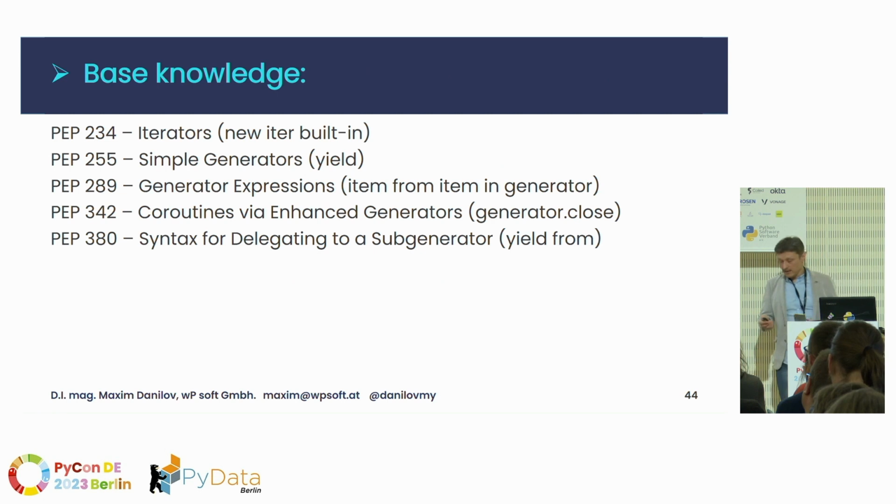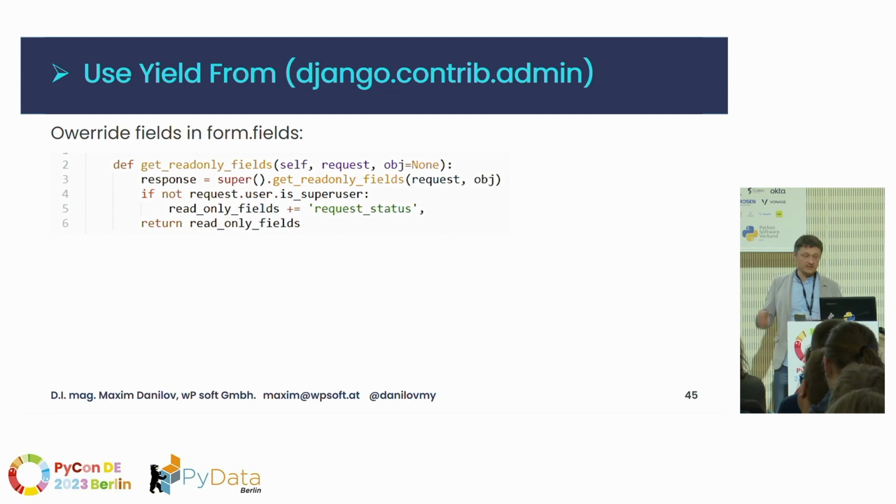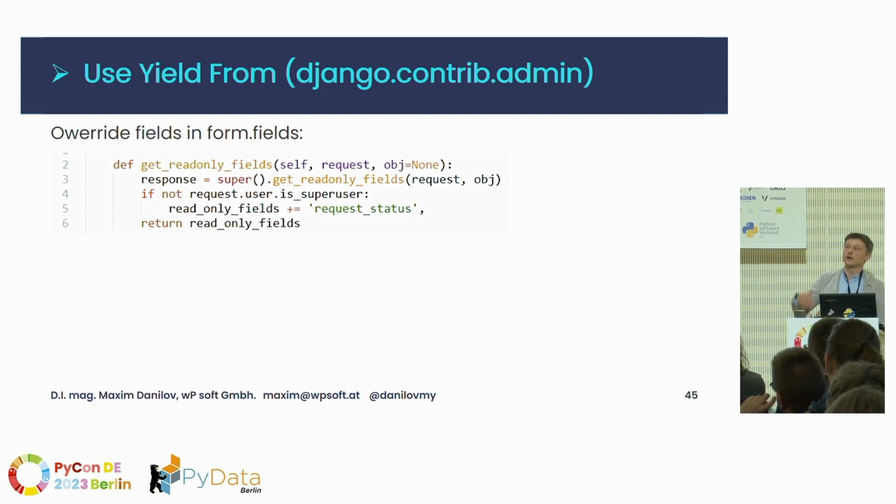Okay, the last element which we should know is yield from. Yield from is easy. It helps us to work with iterable objects. And this is an example from Django contrib admin. I have given serious talks about Django contrib admin at many DjangoCons. This is an example. We create read-only fields in a form. And if the user is not a superuser, there is one field we want to add as a read-only field.